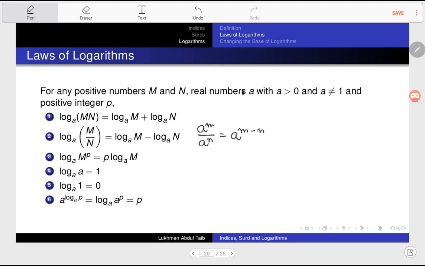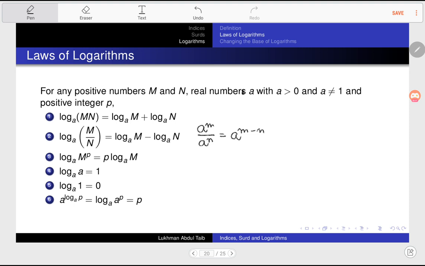Third one. We have log capital M to the power of P to the base A is equal to P multiplied by log capital M to the base A. So when we have a number in the form of an index or power, we can separate the power and bring it to the front. We bring P to the front of log, so we have P multiplied by log capital M to the base A.